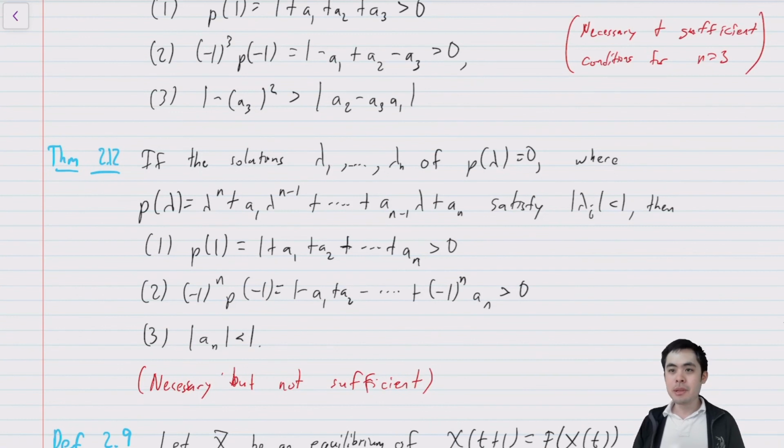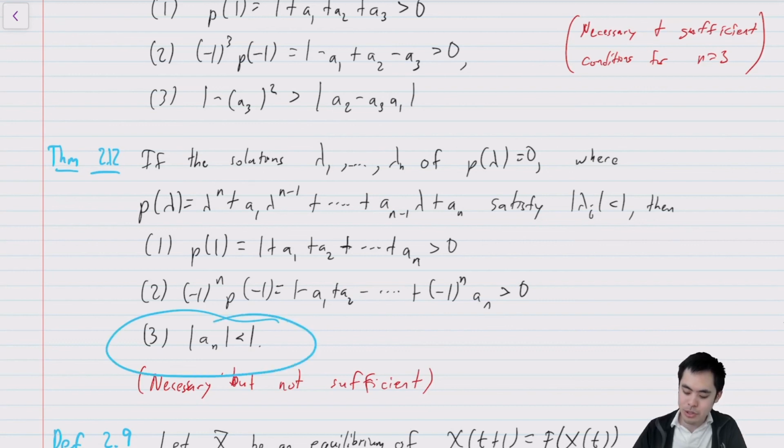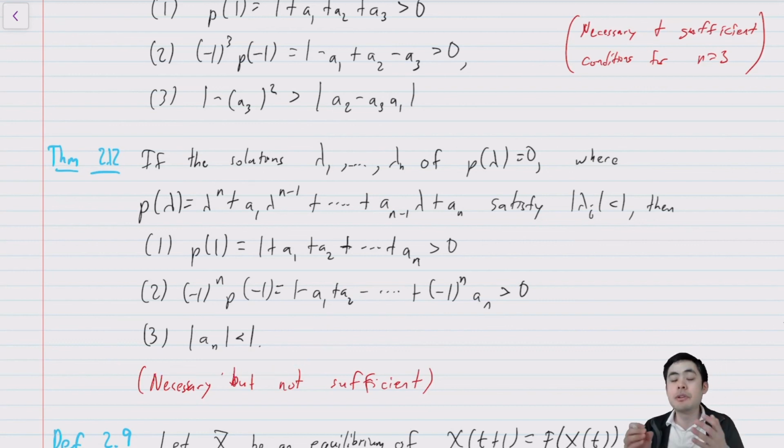And the case for arbitrary n is even more complicated. It turns out there is a necessary and sufficient condition, so you can prove the same sort of thing, but that makes condition 3 really, really unwieldy. And so instead, what we've given you here in Theorem 2.12 is just a necessary but not sufficient condition. So if you know that the eigenvalues all have absolute value less than 1, then all three of these things must be true. But even if these three things are true, it doesn't necessarily mean that the eigenvalues are less than 1.